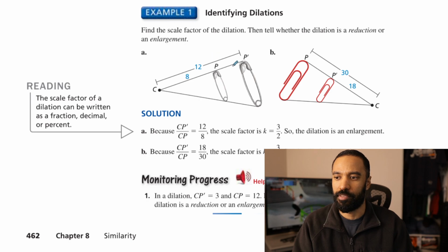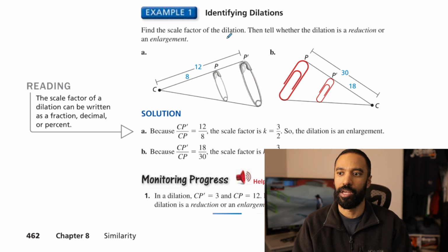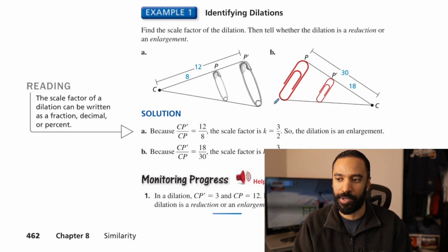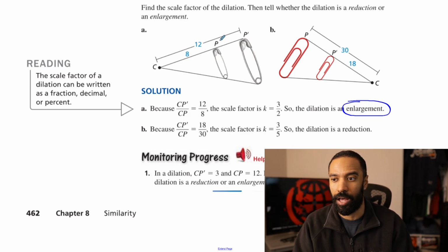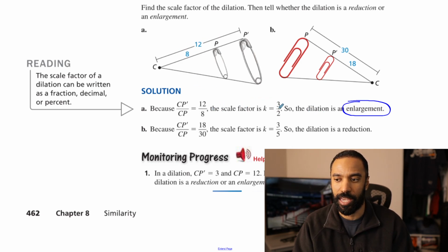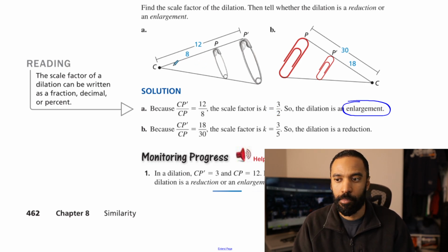So here are some examples of dilations. Here's a paper clip that gets enlarged from P to P prime. You can see the distance from C to P is 8 and from C to P prime is 12. So we can determine whether it's an enlargement or reduction. I called it an enlargement. Being an enlargement, the K value is going to be a number more than 1. We're going to divide 12 by 8 to figure out what that scale factor is. It's 3 over 2. 3 over 2 is also 1.5. I'm multiplying this by 1.5 to become that.